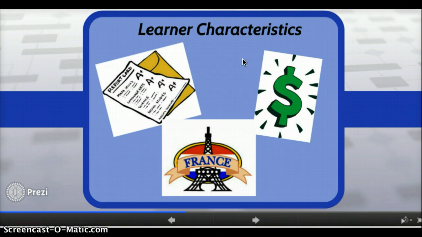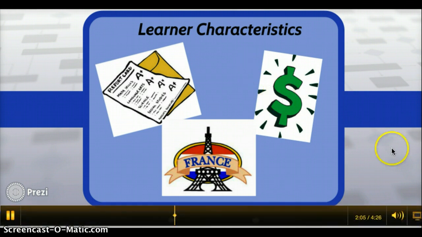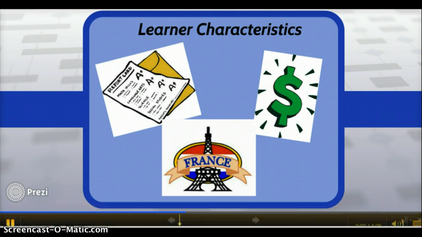Three important aspects that I considered when writing the unit are academic level. Most of the students are French 3. Socioeconomic status. Most of the students come from upper to higher middle class families. And motivation. The majority of the students plan to travel on next year's French trip.